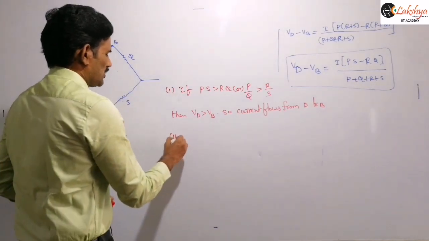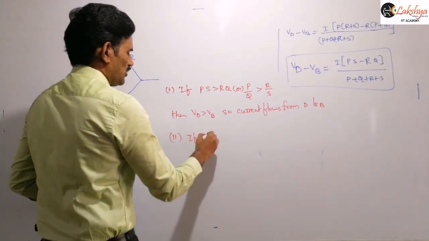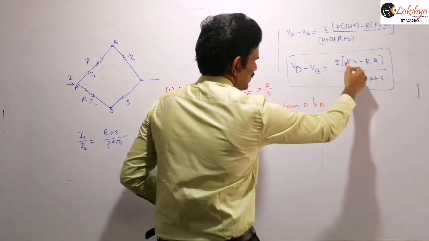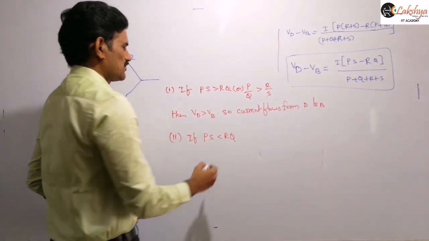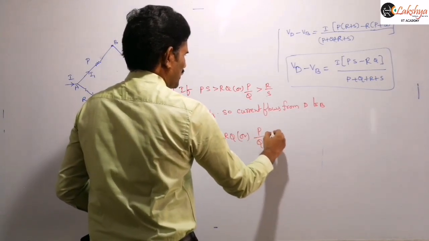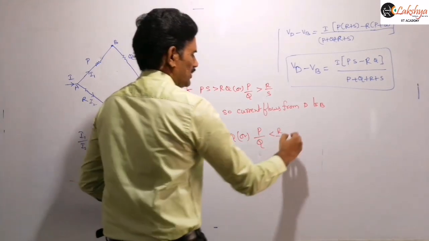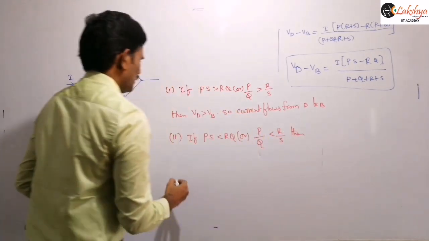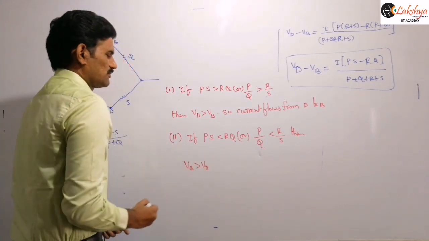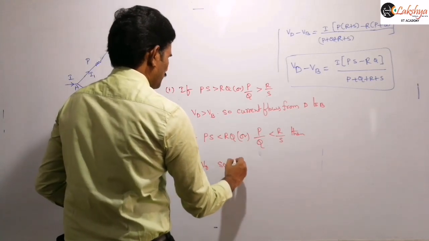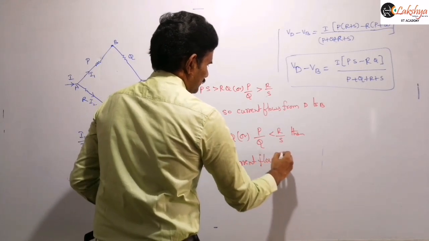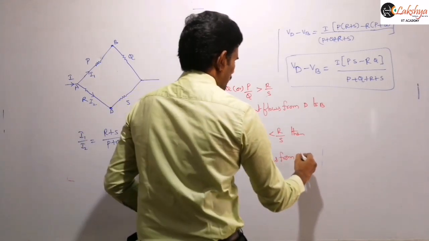Now the next condition here is, if PS is less than RQ, if this value is less when compared to this, then this total value will be a negative value, right? And so then you can also express this as P by Q is less than R by S. Then you can conclude that VB value will be greater than this VD. And so current flows from B to D.